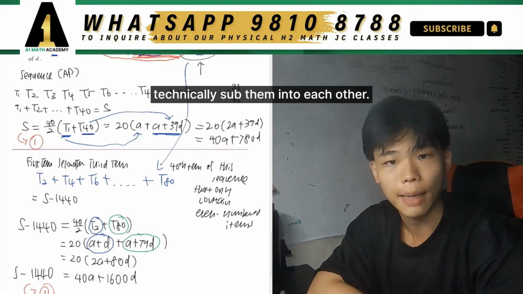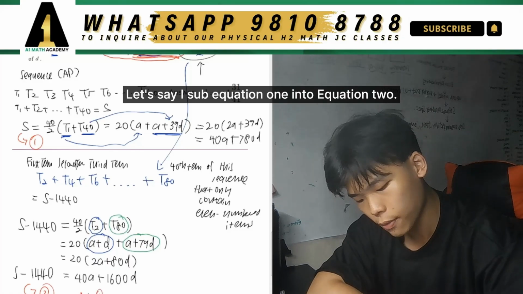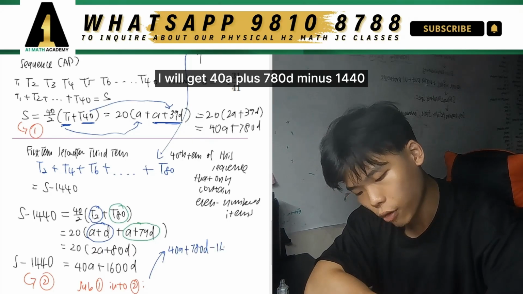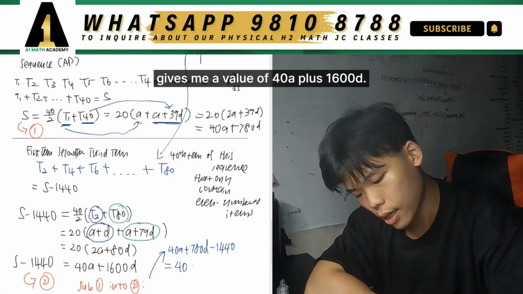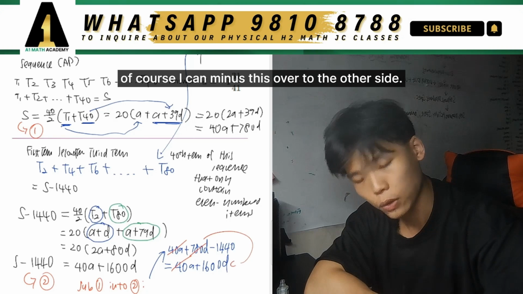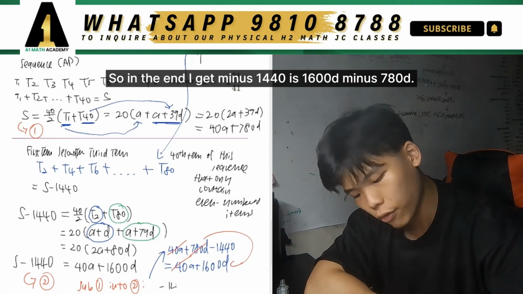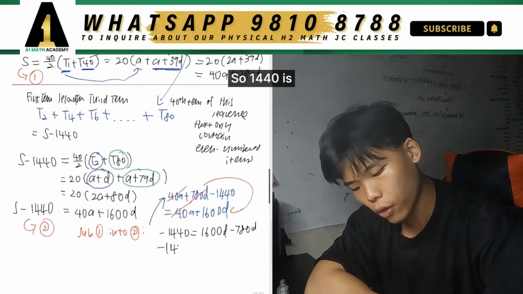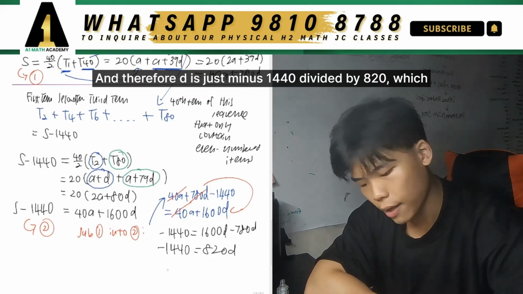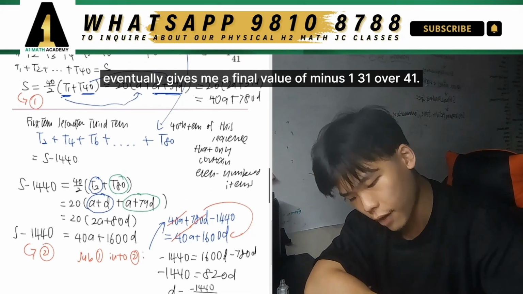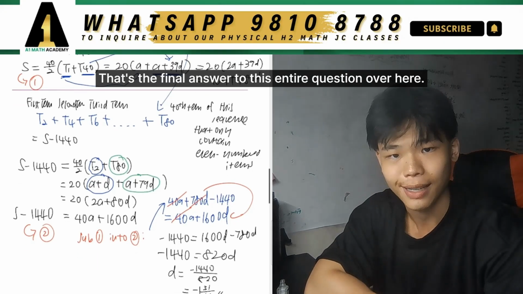So I can technically sub them into each other. Let's say I sub equation 1 into equation 2. What will I get? I will get 40A plus 780D minus 1440 equals 40A plus 1600D. Now these two will strike each other out, and then of course I can move this over to the other side. So in the end, I get minus 1440 is 1600D minus 780D. So minus 1440 is 820D, and therefore D is minus 1440 divided by 820, which eventually gives me a final value of minus 131 over 41 as the final answer to this entire question.